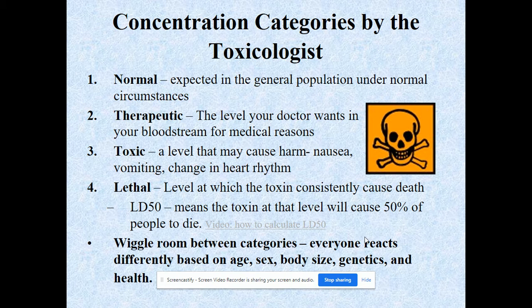Yeah. So yeah, toxins are all around us, but our body is designed to kind of accept those and a certain amount and still consider that to be normal and acceptable. Yeah. But there's also a therapeutic level of certain toxins if you're taking medications that a doctor wants in your bloodstream for medical reasons. So if you're like on an antidepressant or blood pressure medication.